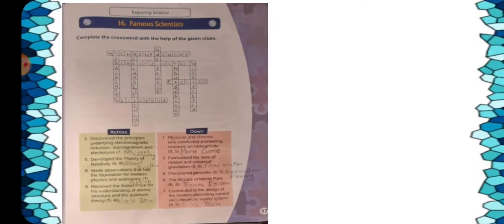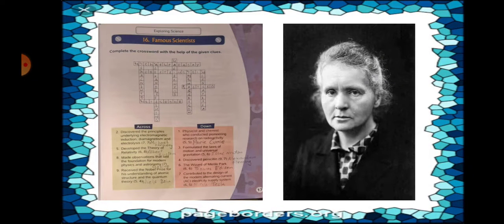Next, we are going to down. Okay, so now we'll solve downwards. We'll solve the puzzle downwards. Physicist number 1, physicist and chemist who conducted pioneering research on radioactivity. She was Marie Curie, and she was the lady Marie Curie who conducted pioneering research on radioactivity.